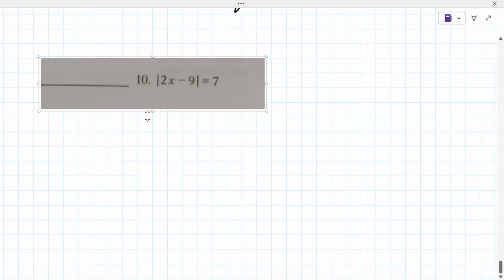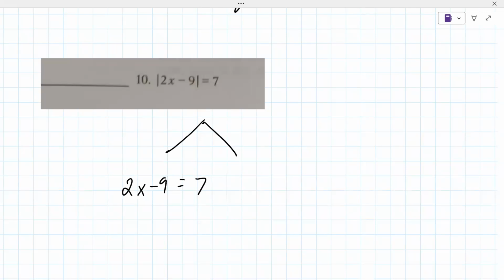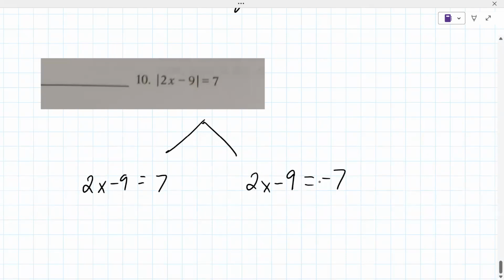All right. Last one on the set here. So absolute value equations, you end up solving two different equations. You solve the equation as is, without the absolute value. So you can see it's exactly like this without the absolute value. And then secondly, you just change the right-hand side to the negative.